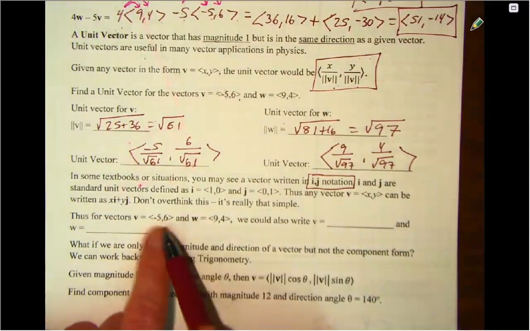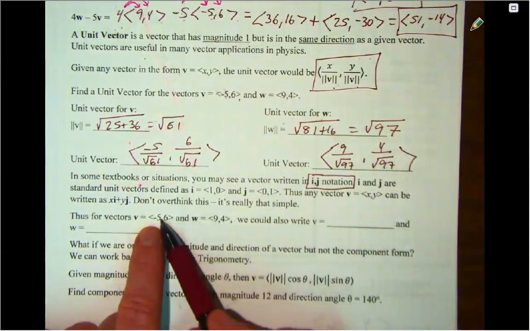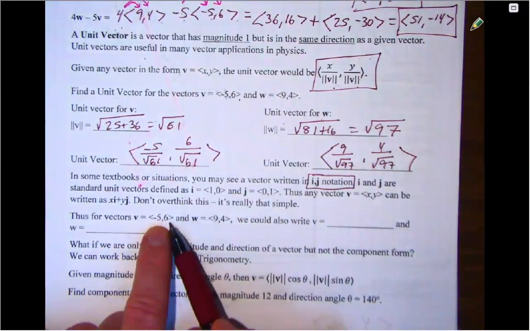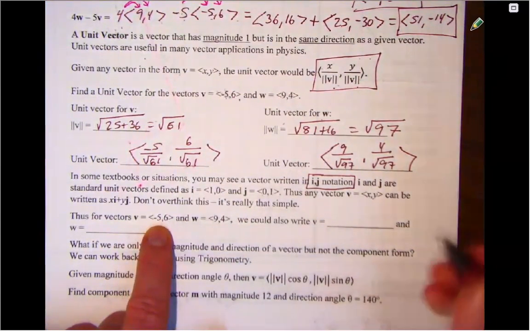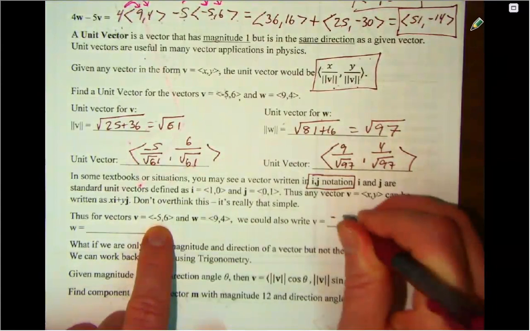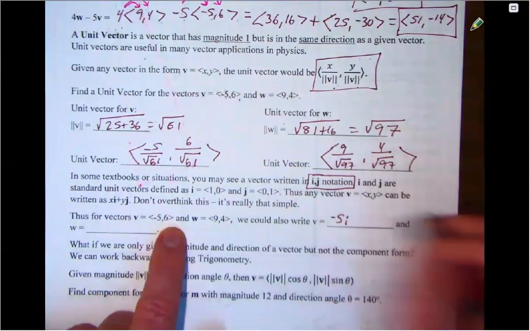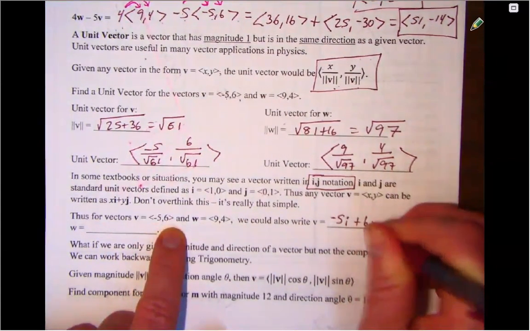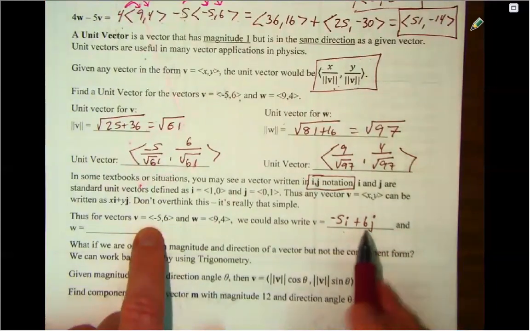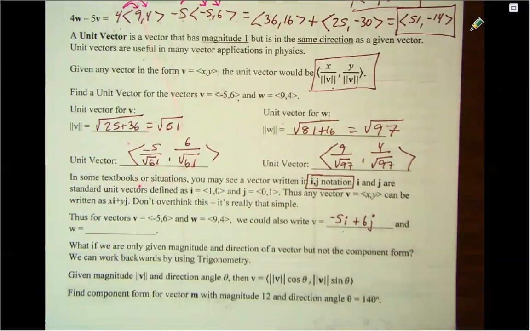So if I want to write v = <-5, 6> as ij notation, you would write -5i plus 6j. These two things mean the same thing. It depends on who writes the vector and what kind of mood they're in, but it's just a different notation.